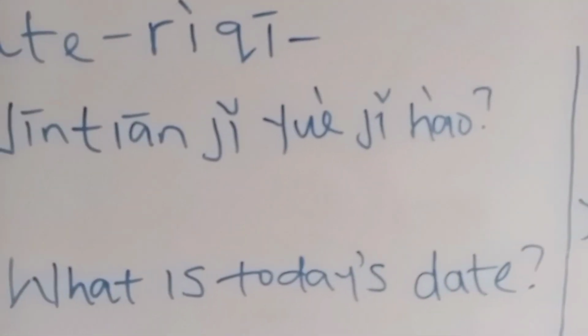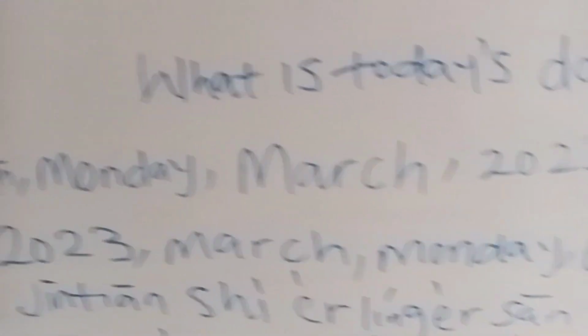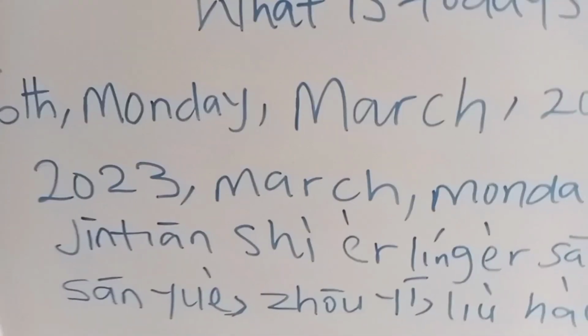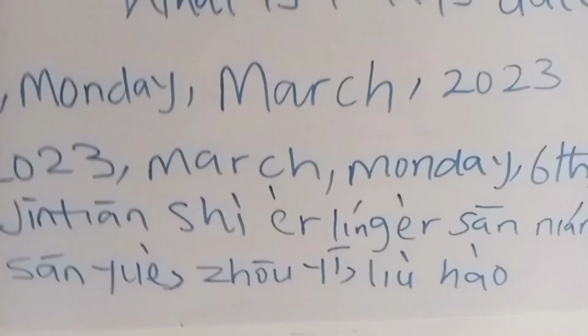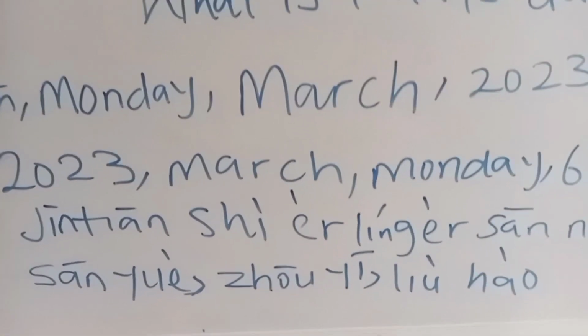If they ask you 今天几月几号, what is today's date? You can just say the month and the date. So you can say 3月6号. 今天是3月6号. Today is March 6th.